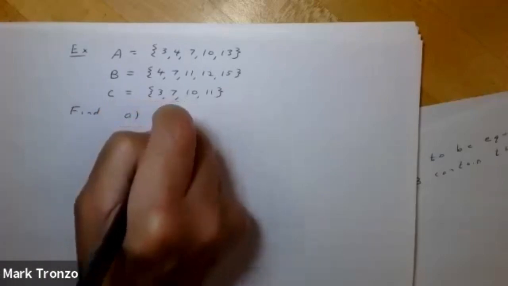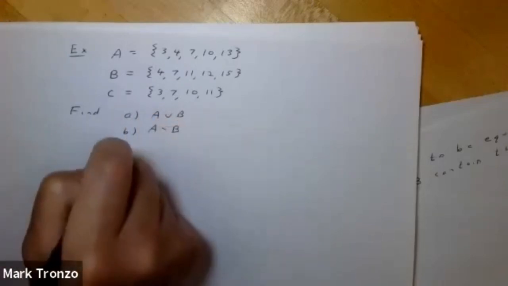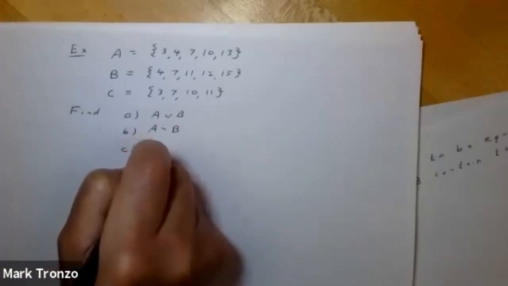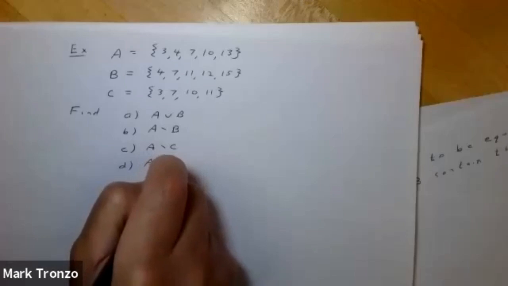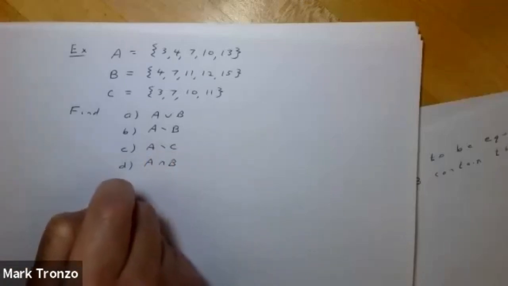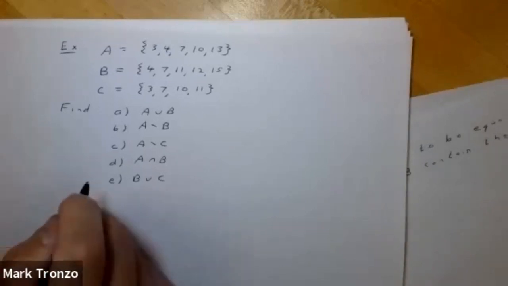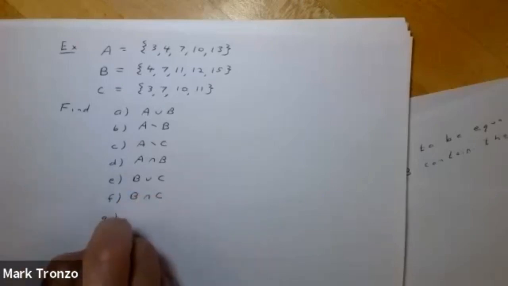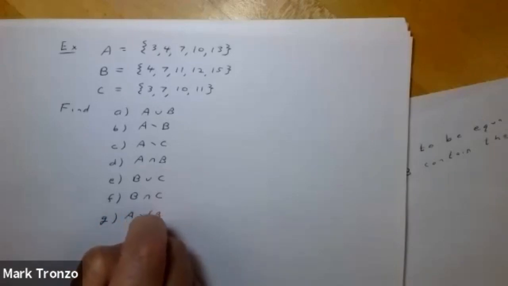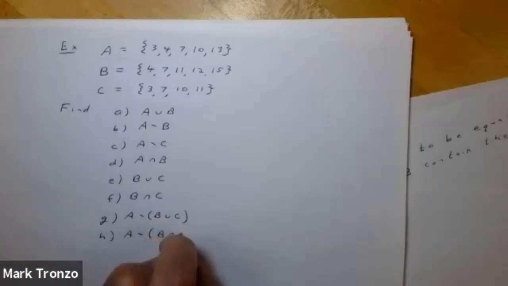Find A union B, A complement B, A complement C, A intersection B, B union C, B intersection C, A union C, and A minus B intersection C.